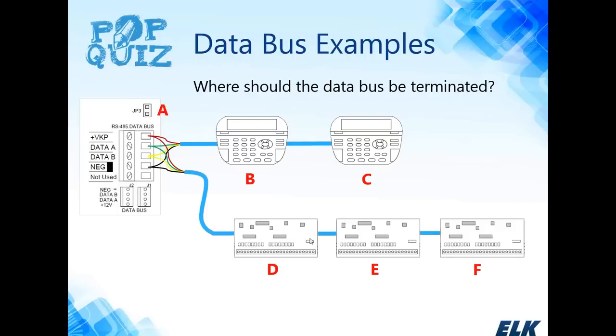I'm going to mix things up a little bit. In this example, where do you think the data bus should be terminated? Because we have now 2 home runs coming off. We're daisy chaining 2 keypads on this top home run. We're daisy chaining input or output boards together on the bottom home run. Where do you think the terminating jumper should be located?